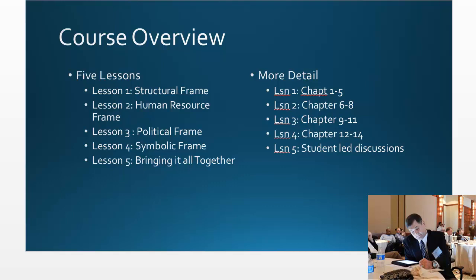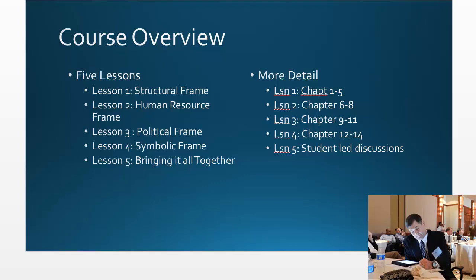During the first lesson, which is kind of what we're doing now, we're going to have this overview of framing. We're going to look at reframing organizations, and then we're going to get into the structural frame. Within the course textbook, this will cover chapters 1 through 5.